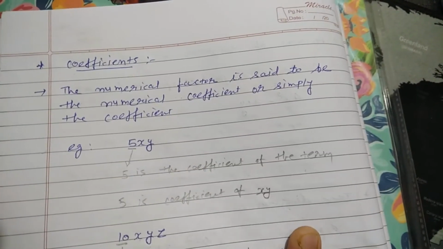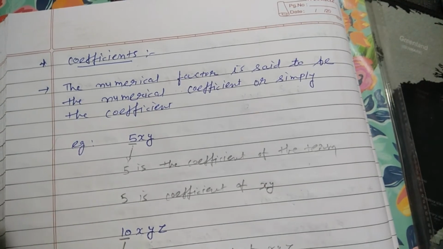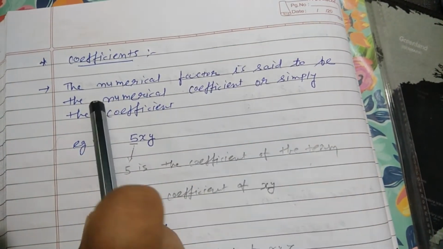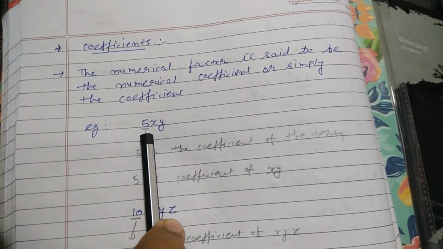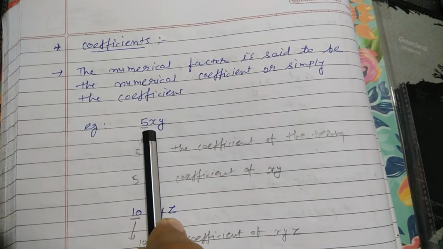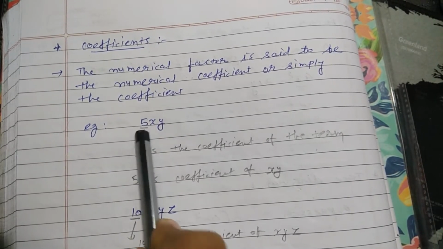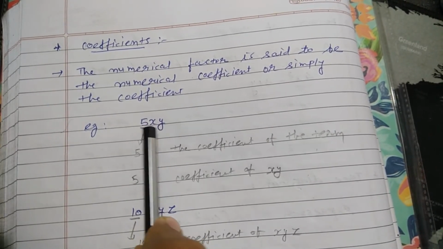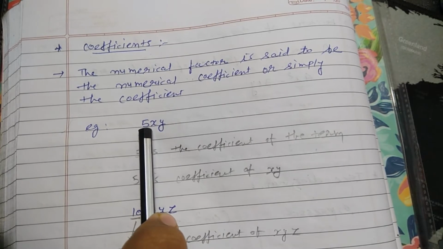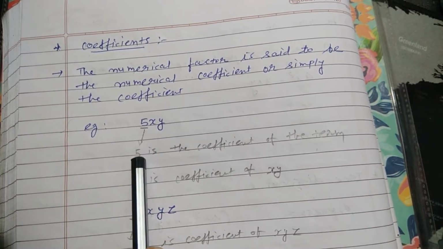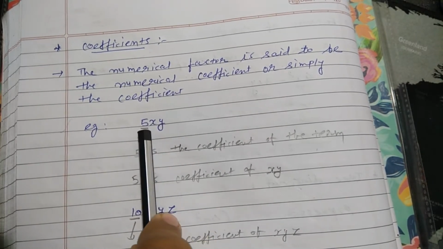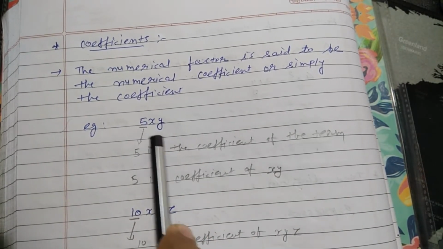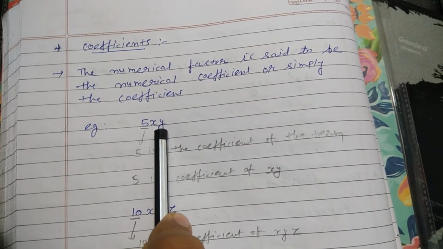Next topic, coefficients. What are coefficients? The numerical factor is said to be the numerical coefficient, or simply the coefficient. For example, if we take this expression 5xy, the number that is there in that term is called the numerical coefficient of that term. Here 5 is the coefficient of the term. Also we can say that 5 is a coefficient of xy.